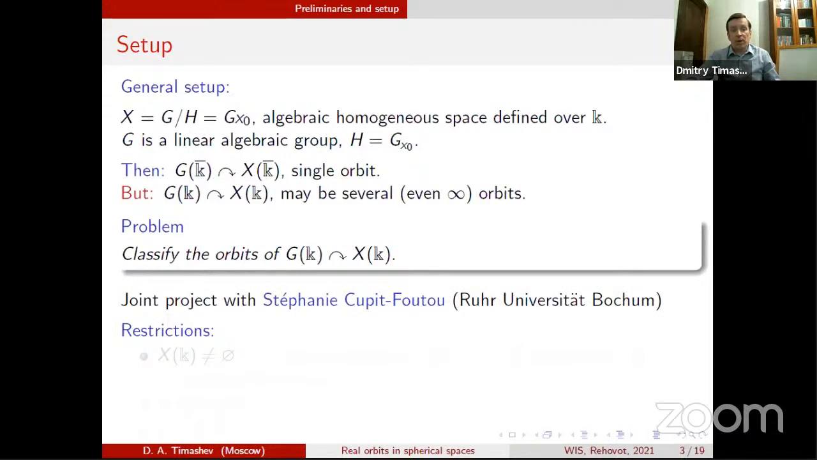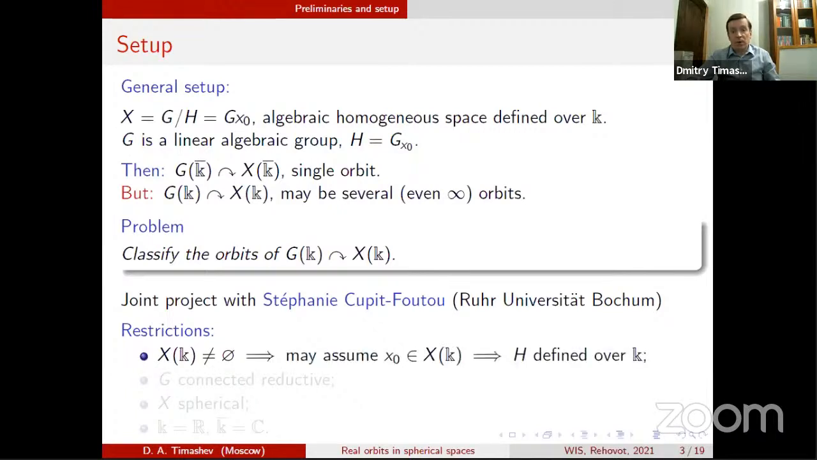We handle this problem under certain restrictions. So the first natural restriction is, of course, that K points should exist. Otherwise, there is nothing to classify. And if so, then you may choose the base point of your homogeneous space, for convenience, to be a K point, so that the stabilizer is also defined over K. And conversely, if you have an algebraic group G defined over K and a subgroup defined over K, then you may consider the homogeneous space G mod H, and it comes equipped with a natural K structure. It also gets defined over K.